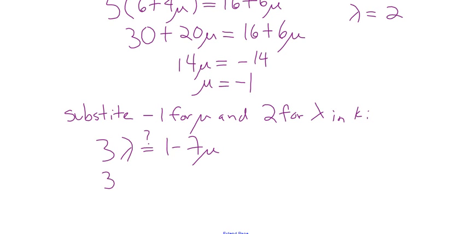Or -1. So lambda, we say 2. 3 times 2, is that equal to 1 minus minus 7 times -1? So 6 is equal to -1 plus... What did I do here? Where's my mistake? Yes, it's minus 1. See? Paying attention? 6 equals 6. Yes, it does.